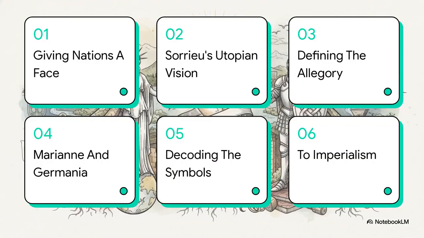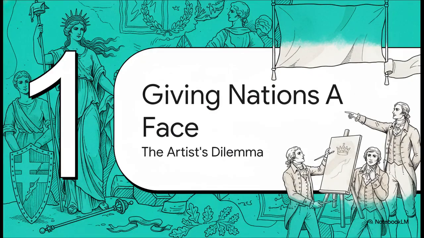Okay, let's dive into our visual investigation for today. First, giving nations a face. Second, Sorrieu's utopian vision. Third, defining the allegory. Fourth, Marianne and Germania. Fifth, decoding the hidden symbols. And finally, number 6, from nationalism to imperialism. Chapter 1. Giving Nations a Face.